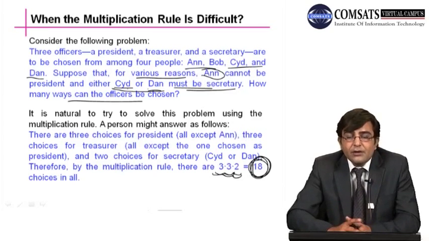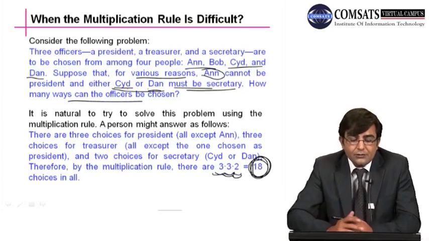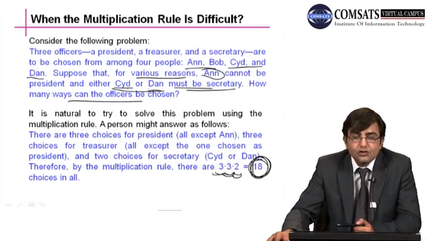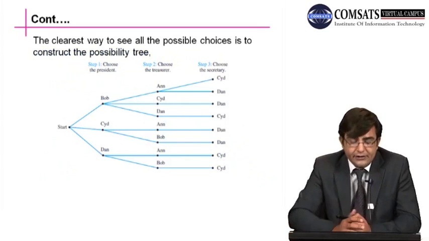So we have used the multiplication rule, but here you have seen that there are some other restrictions in a problem which we have to follow to choose the number of possibilities. This problem again we can show by drawing the multiplication tree, the possibility tree.